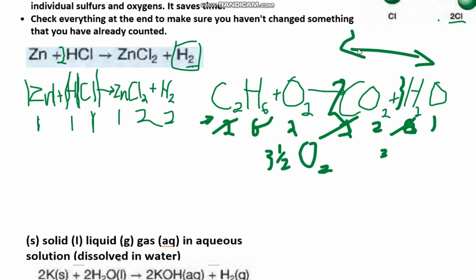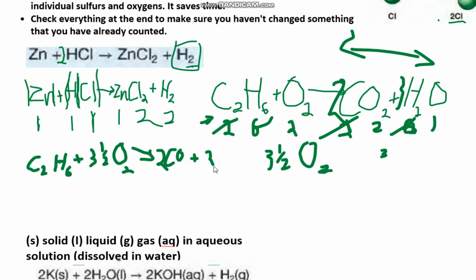But halves are not accepted. It is acceptable to have halves in an equation, but we don't do it in IGCSE and GCSE, so we have to make it a full one. So now we have a reaction like C2H6 plus 3.5 O2. Usually in the organic chapter you have to face these kinds of equations. So there's another thing to do in this equation.